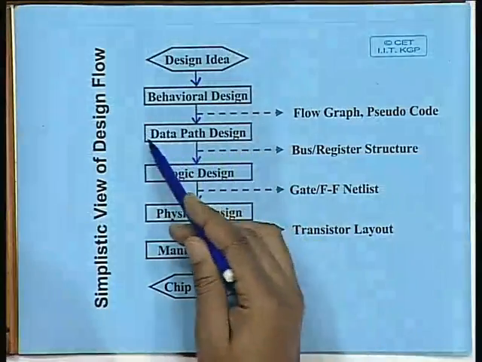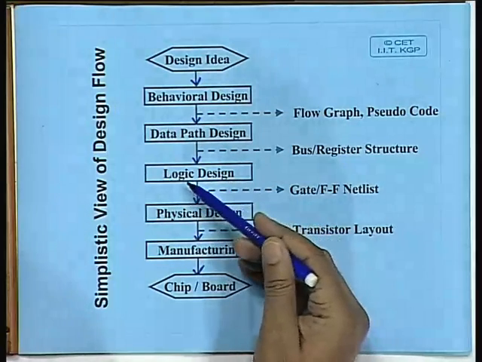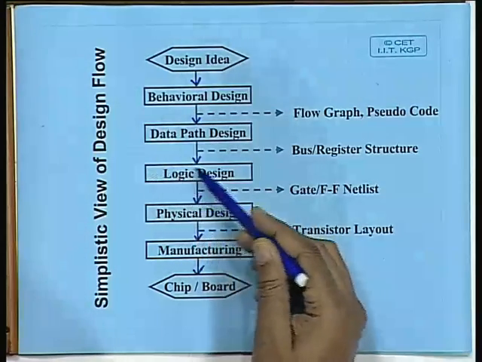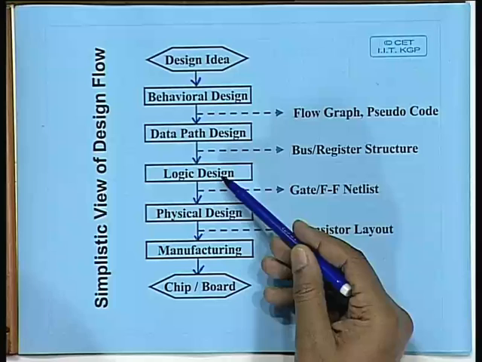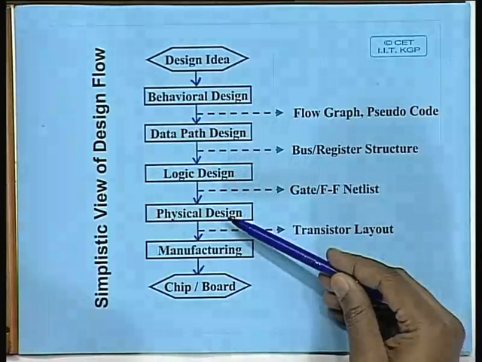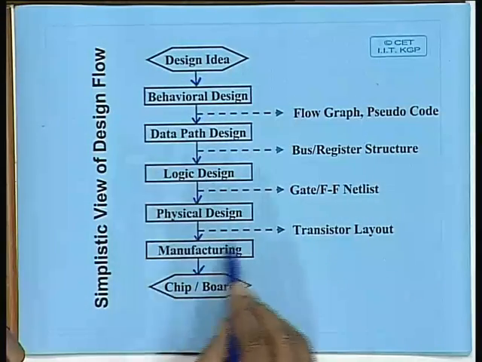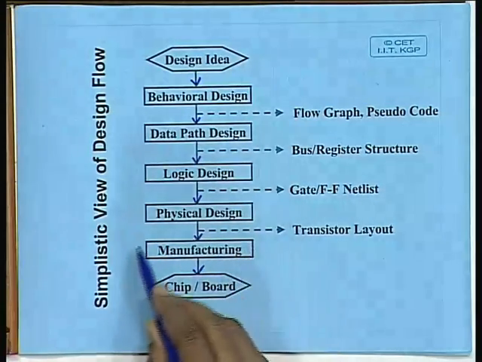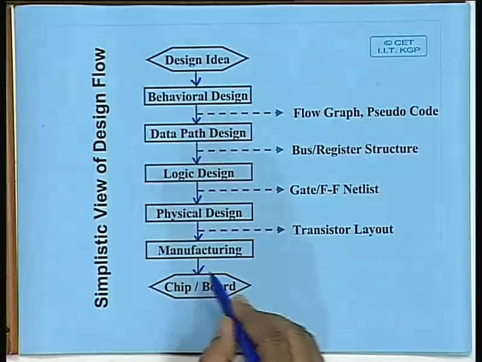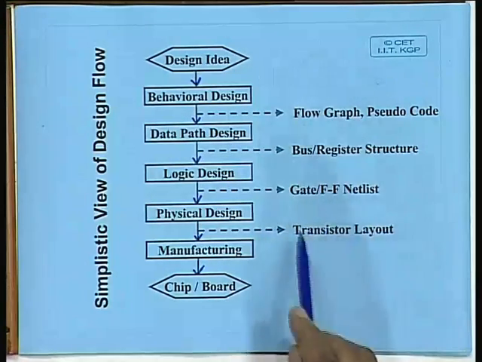And from the register transfer level design, data path design, you typically translate it into logic design, where you get a netlist of gates and flip flops. Later on, from logic design, you will have to finally translate it into physical design, where you talk about the transistors, their layout, etc. And after you have the final transistor layout, you will have to submit the final design specification to the fabrication facility, where the chip will get fabricated. This is the process of manufacturing. So, finally, after the process of manufacturing, you will get either the chip or a collection of chips in the form of a printed circuit board. And these are the intermediate forms you can see.